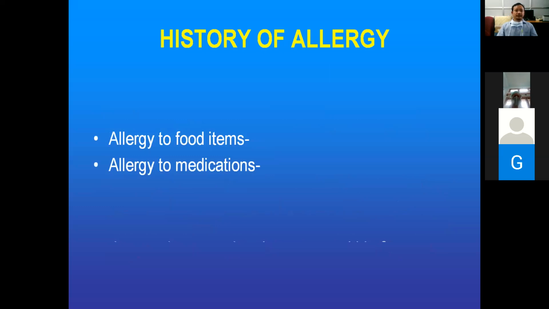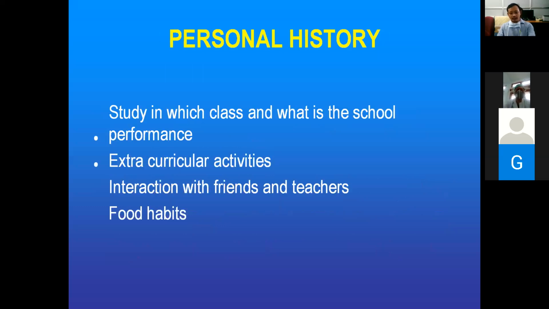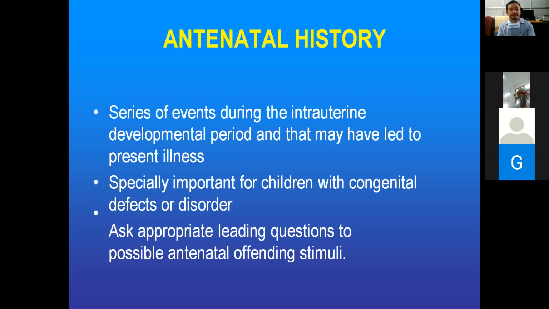So next is the history of allergy. History of allergy to any food items and history of allergy to any medications should be recorded. Personal history here, like for example, in which class does the child go and what is the school performance? Does the child take part in extracurricular activities? How is the child's interaction with friends and teachers? Does the child have any specific food habits? These all should be noted in personal history.